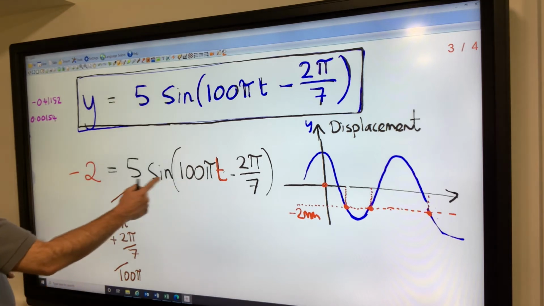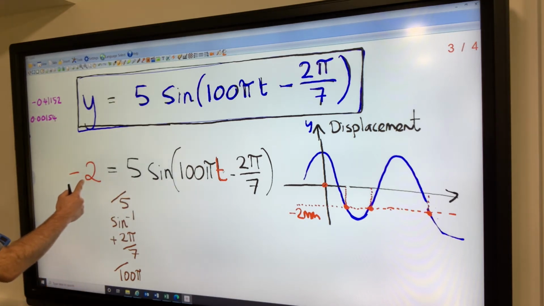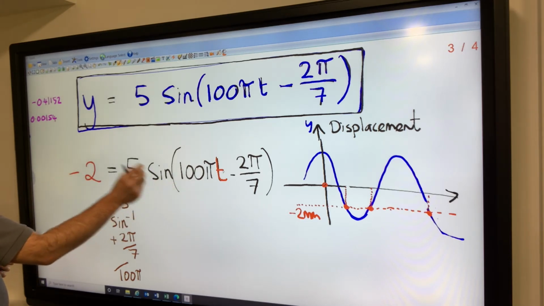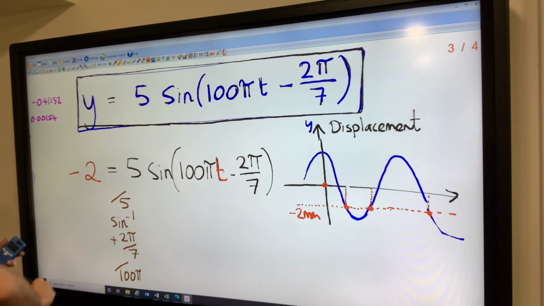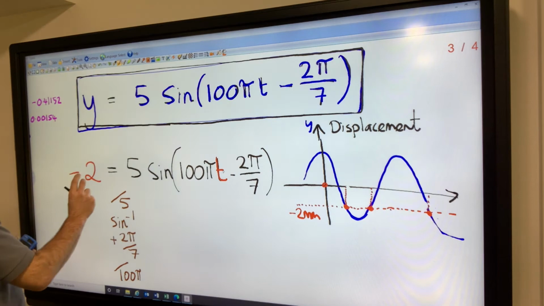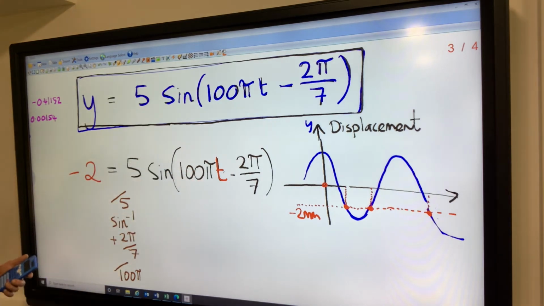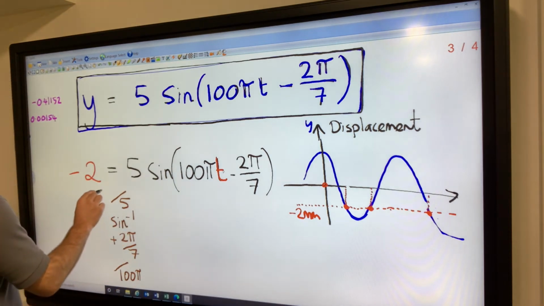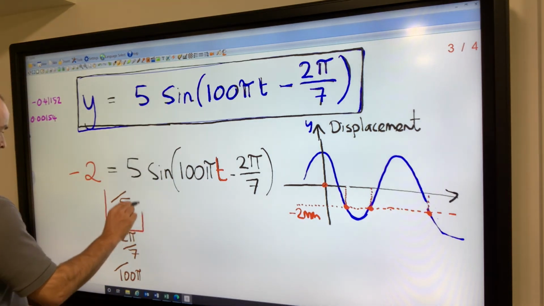First of all, I'm going to divide both sides of the equation by 5, or do to one side, do to the other side. I then do inverse sine, to one side and to the other. I then add 2 pi over 7 to one side and the other, and finally divide by 100 pi. I'm going to do 2 steps at once, because that's as much space as I've got on the board.